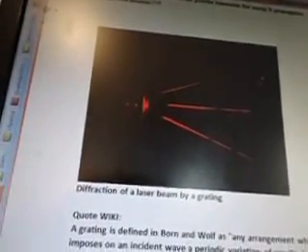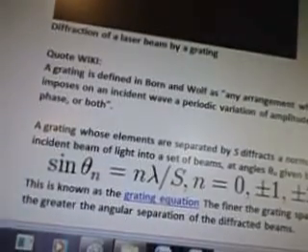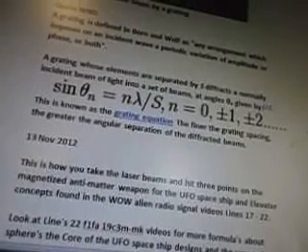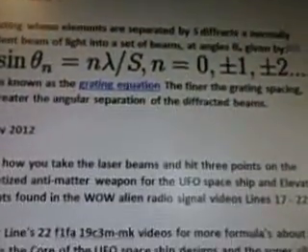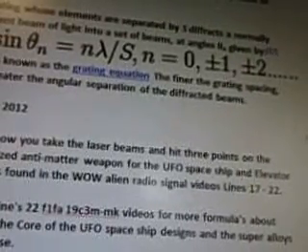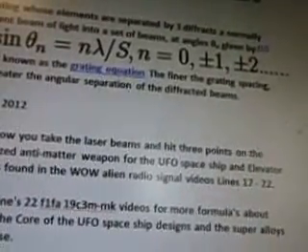So this is diffraction of a laser beam by a grating. Quote from Wiki. A grating is defined in Born and Wolf as any arrangement which imposes on an incident wave a periodic variation of amplitude or phase or both. A grating whose elements are separated by S diffracts a normally incident beam of light into a set of beams at angles given. That's just the equation. This is known as the grating equation. The finer the grating spacing, the greater the angular separation of the diffracted beams.